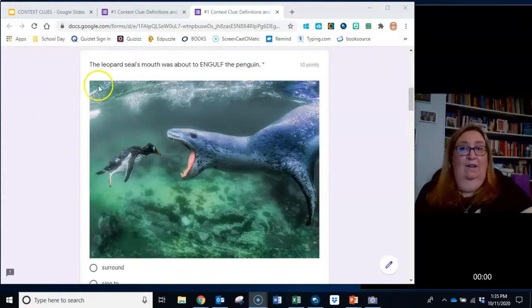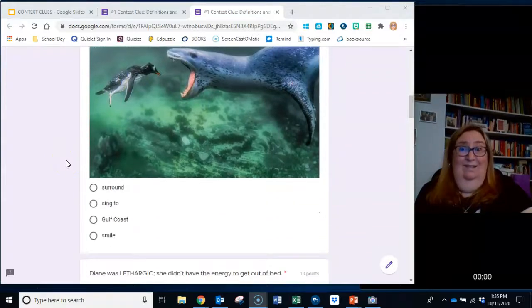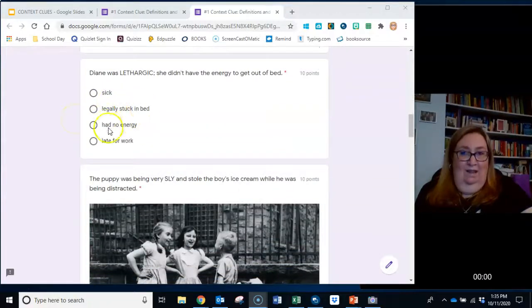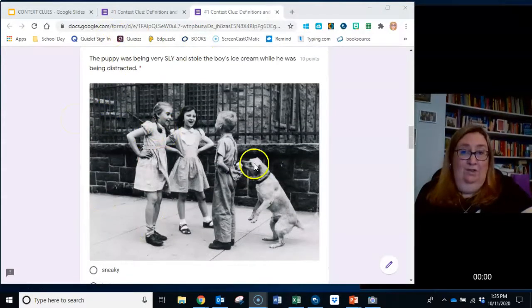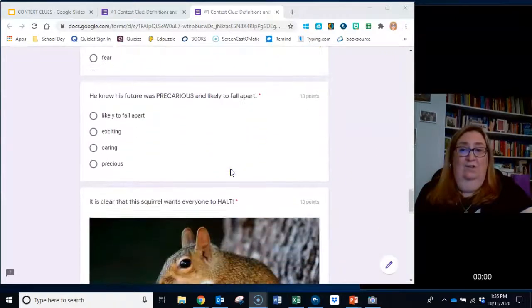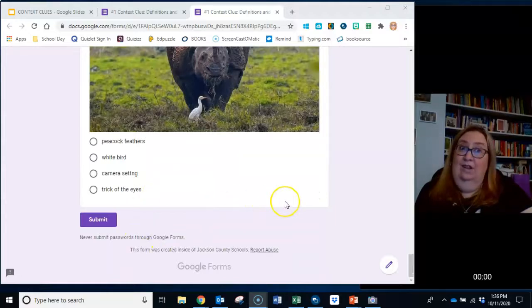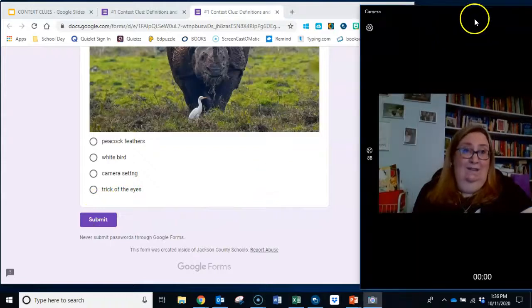Now there's a picture. And here's the sentence that goes with it. The leopard seal's mouth was about to engulf the penguin. You have to tell me what you think engulf means based on this terribly frightening picture. So you're going to have a sentence and choices, a sentence and a picture and choices. You have 5 pictures and 5 sentences. Y'all, these pictures were so much fun to pick out. And when you're done, you should check over it because that's the smartest thing to always do, and then submit. And as always, if you have any questions at all, you should let me know.